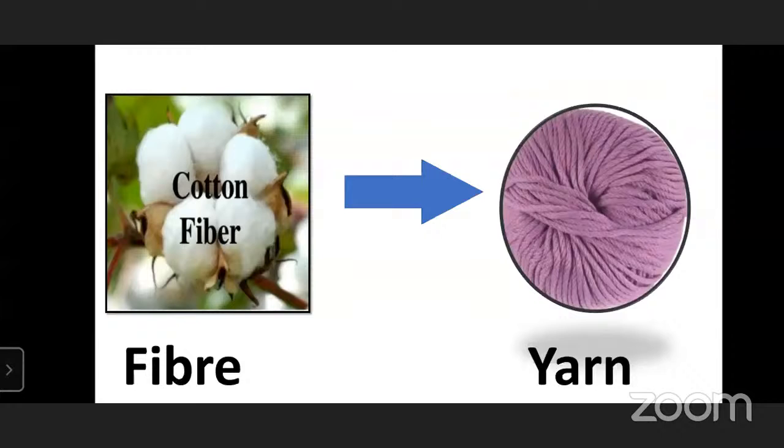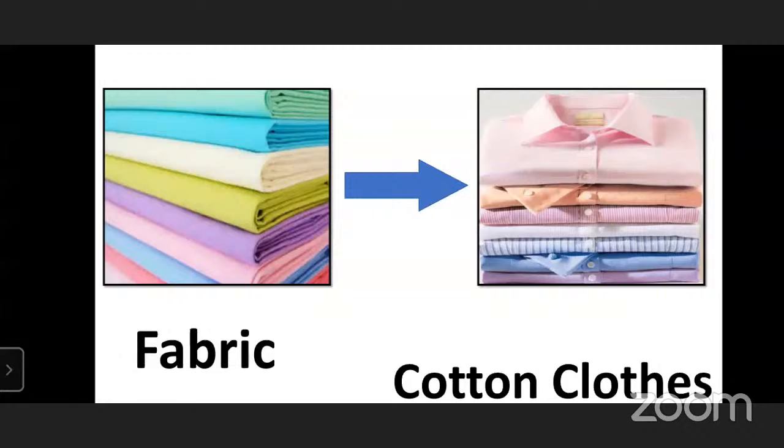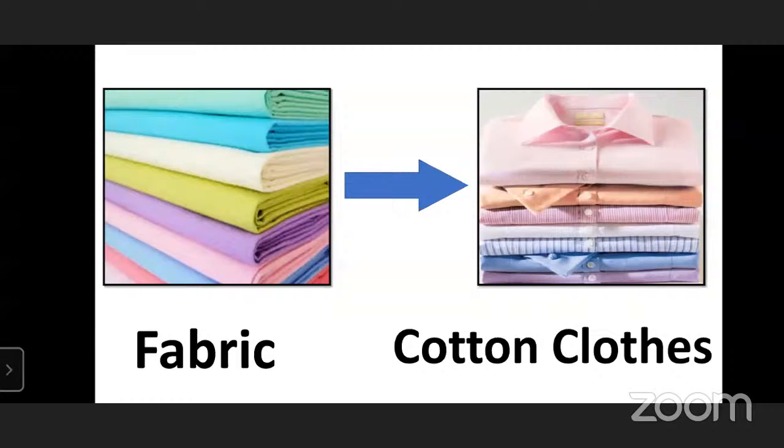See, and after that, we will get the fabric. After getting the fabric, at the end, we will get the cotton clothes. From the fabric, we can decide what we have to make. Cotton clothes we'll get at the end. Got it? So first, we got the fiber.